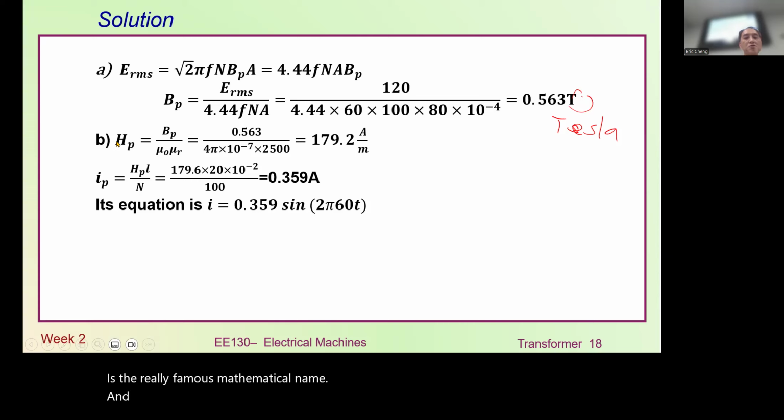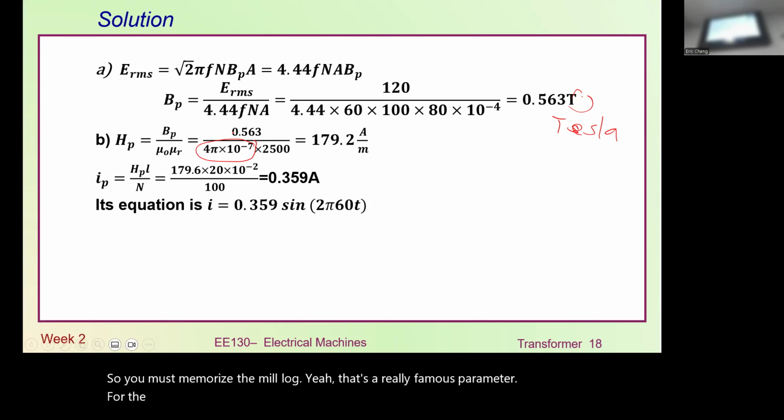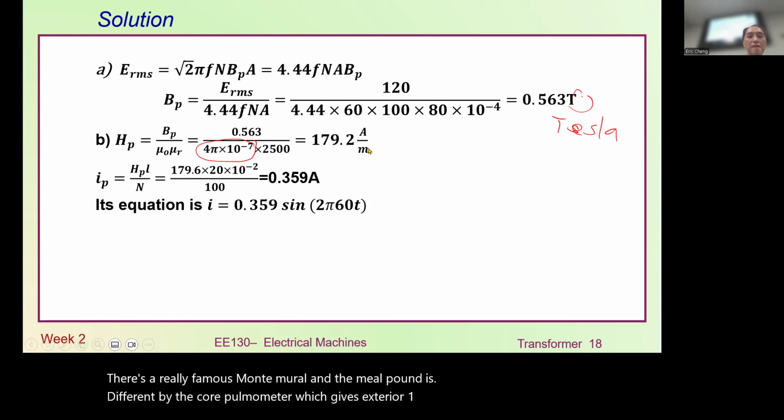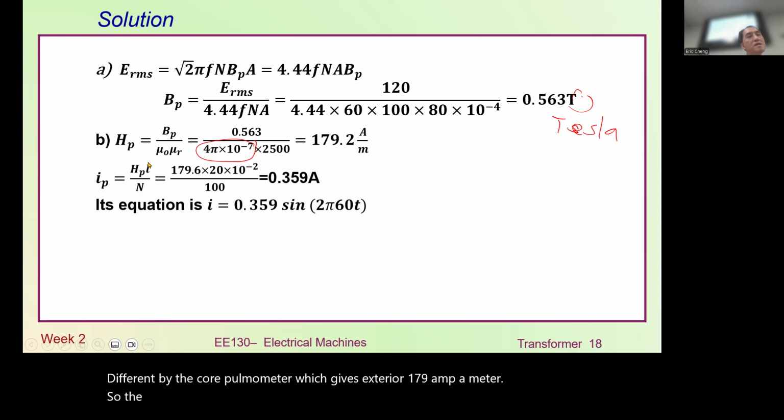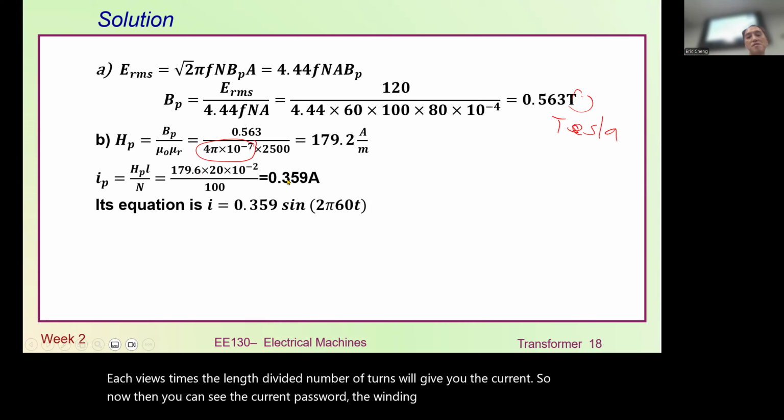And then H and B are related by mu. So that means we divide 0.56 by mu, which is mu naught times mu R. You must memorize mu naught. That's a really famous parameter for the whole of electrical engineering and physics, 4 pi times 10 to the minus 7. And mu R is given by the core parameter, which gives you an H field of 179 amp per meter. So the current is given by this H field equation: H field times the length divided by number of turns will give you the current. So now you can see the current passing through the winding is 0.36 amp, right? So the current must also be a sine wave.